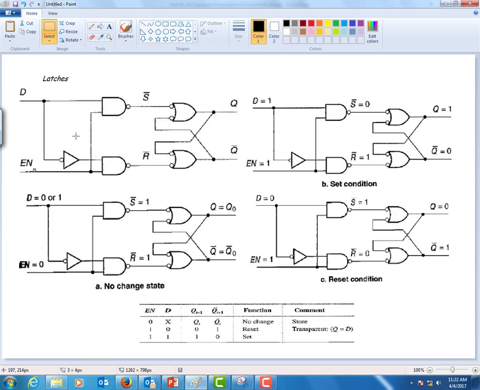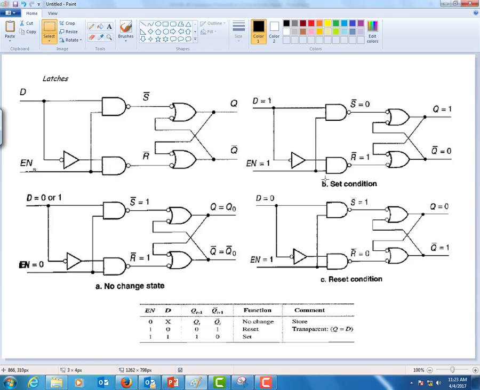So let's just look at each condition, right? Let's start at A. This is called the no change state. Why do you think it's called the no change state? Because regardless what D is, if it's 0 or if it's 1, your enable is 0. With your enable 0, which means you've disabled these gates, that means nothing's going to go through, right? So whatever Q is now is what it was before. Q naught means when at time t0, that's what that means. And Q is your current time where it is now, all right? So this is your first one.